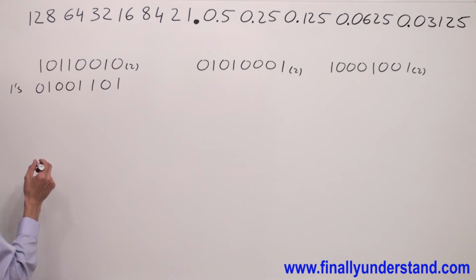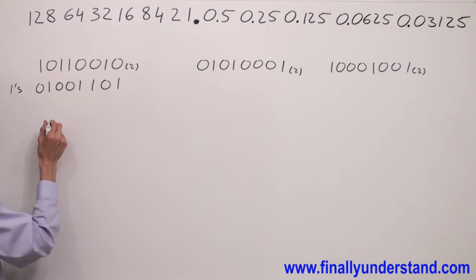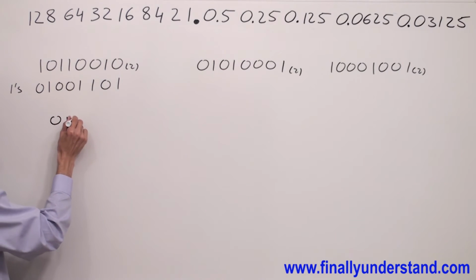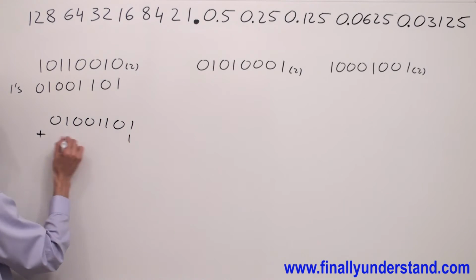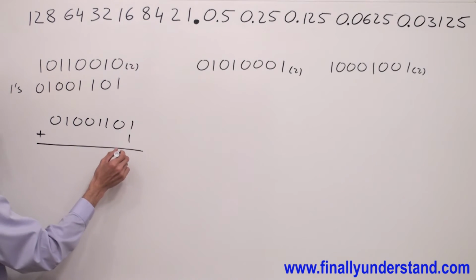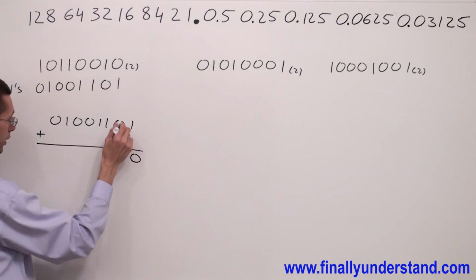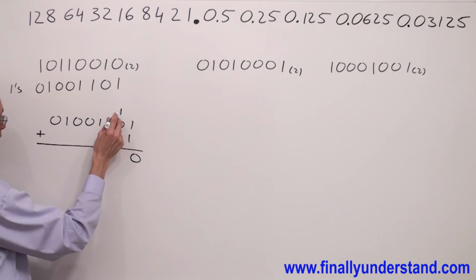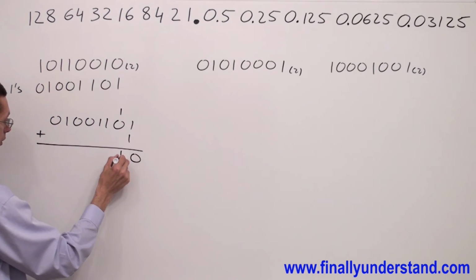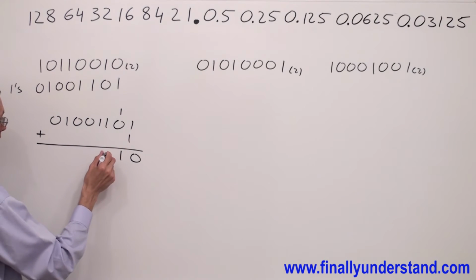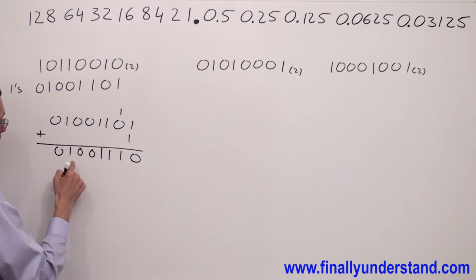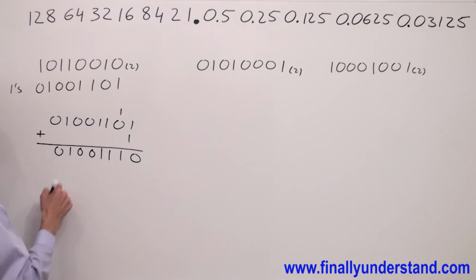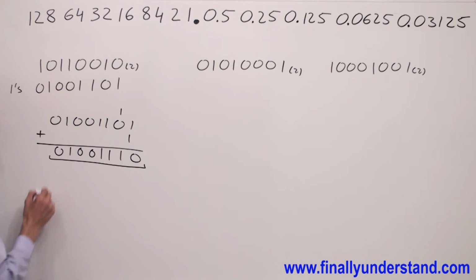Next, in order to find the 2's complement, I'm supposed to add 1 to the 1's complement. I have 0, 1, 0, 0, 1, 1, 0, 1, plus 1. 1 plus 1 is equal to 0 and a carry of 1. 1 plus 0 gives me 1, and the rest comes down: 0, 0, 1, 0. This is my 2's complement number. So this is the solution to my problem.